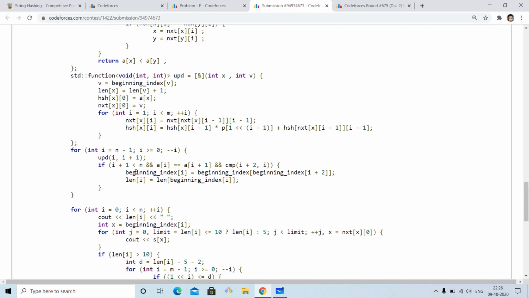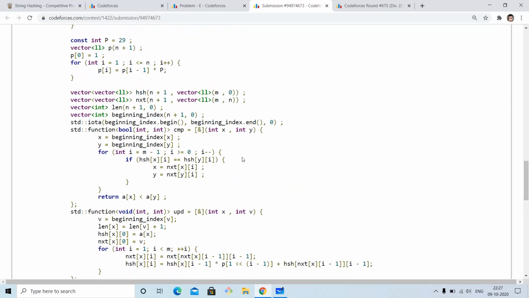So after updating this, if we find that our ai is equal to a plus 1 and our comparator of I plus 2 comma I is true, that denotes that the string starting from index I plus 2 is lexicographically smaller than the string starting at index I. So then we will set our beginning index from I to I plus 2, and the length starting from index I to the length starting from index I plus 2.